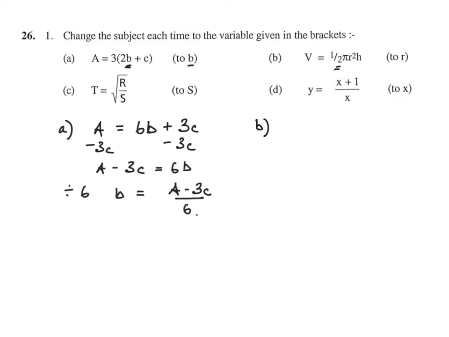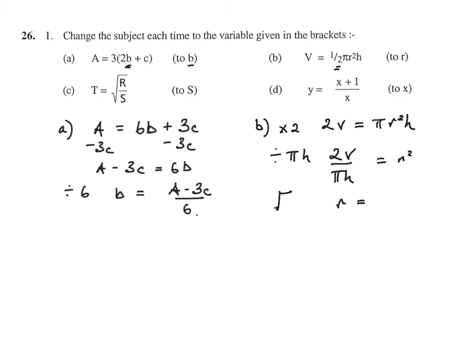I've got a dividing 2 here. I'm going to multiply that equation by 2, so 2v equals pi r squared h. What I'm going to do is to get rid of the pi and the h. Those are multiplying quantities, so I'm going to divide by pi h. And how do I get from r squared to r? I take the square root. So r then is the square root of 2v over pi h.